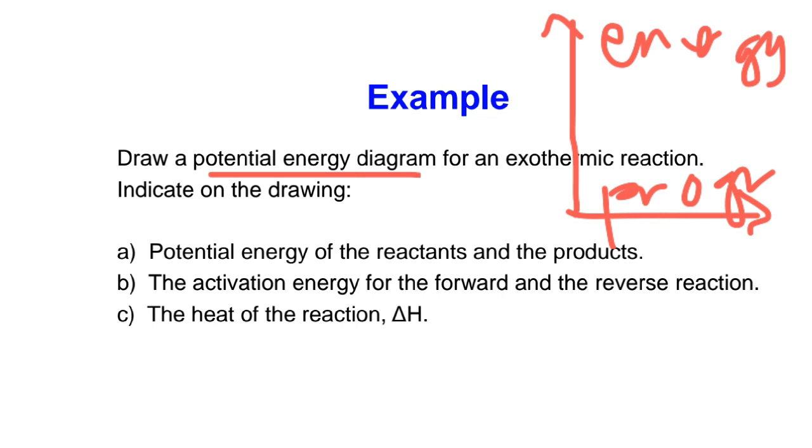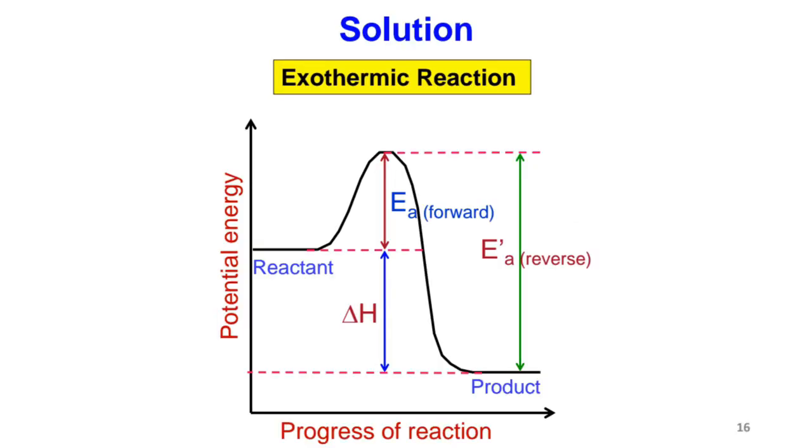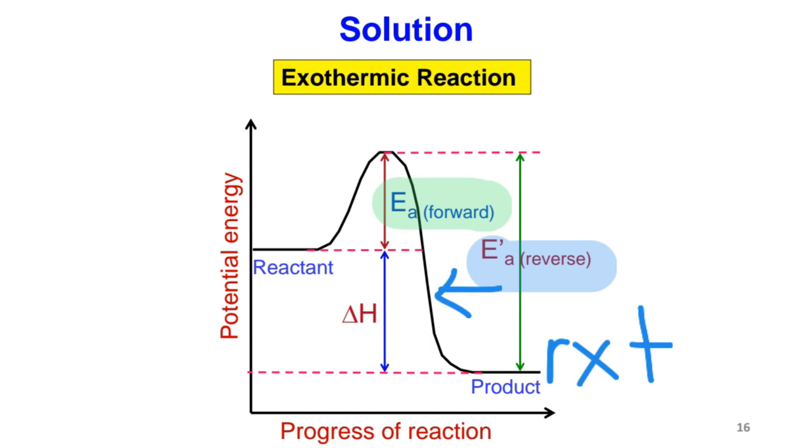Remember, for an exothermic reaction, the enthalpy of reactants is higher than the enthalpy of products. To indicate the activation energy for the forward reaction, we measure from the potential energy of the reactant until the maximum peak of the curve. To indicate the activation energy for the reverse reaction, we must identify the position of reactant and product. At the right side becomes reactant and the left side becomes product. So, the activation energy is measured from the potential energy of reactant until the maximum peak of the curve.